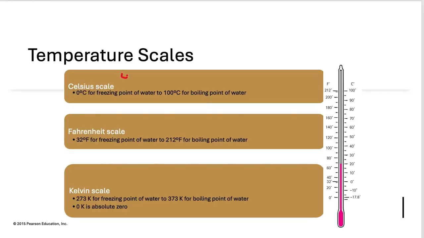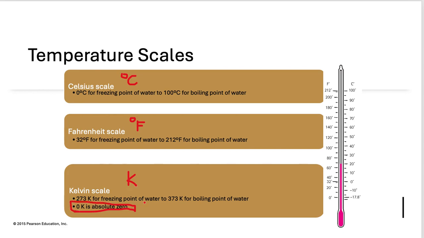The Celsius scale ranges from 0 degrees Celsius for the freezing point of water to 100 degrees Celsius for the boiling point of water. The Fahrenheit scale ranges from 32 degrees Fahrenheit for the freezing point of water to 212 degrees Fahrenheit for the boiling point of water. And the Kelvin scale ranges from 273 Kelvin for the freezing point of water to 373 Kelvin for the boiling point of water. 0 Kelvin is known as absolute zero.